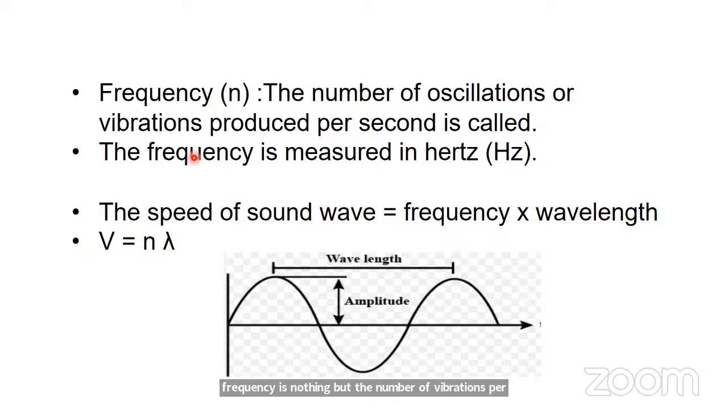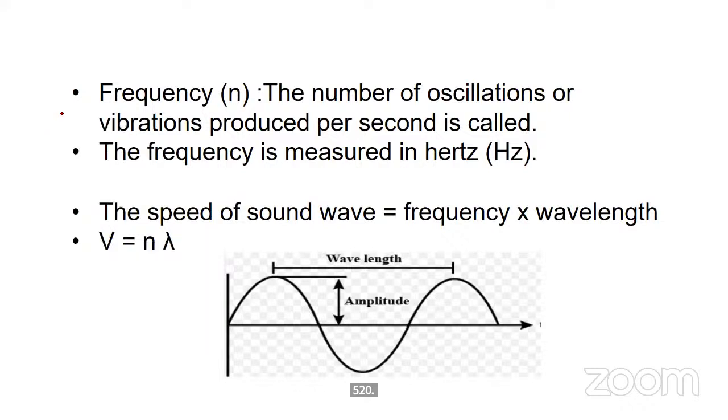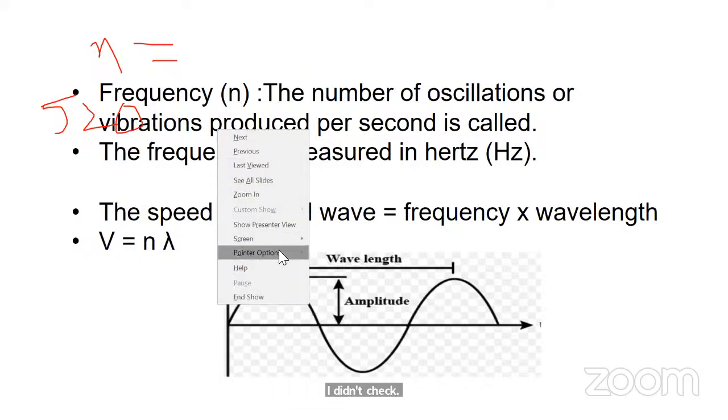If a tuning fork vibrates 520 oscillations per second, then we say its frequency is 520. Frequency is measured in hertz, usually denoted by Hz.